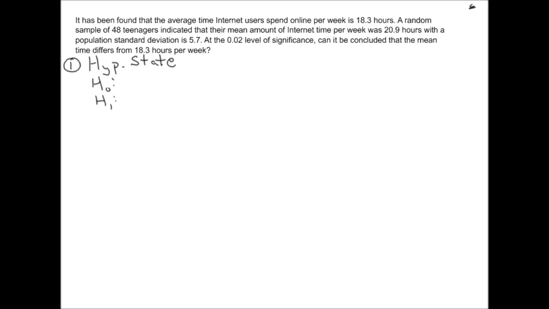The null hypothesis, remember, is always mu equals. Doesn't matter, we're using mu equals every time because the text is having us do it that way. It says the average internet time is 18.3. So we're using 18.3.